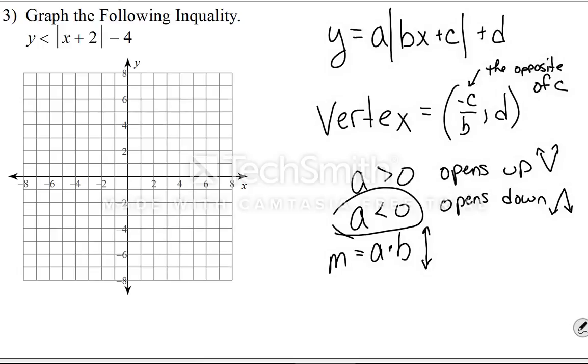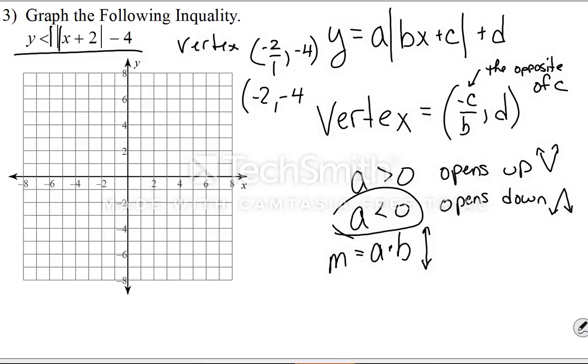So this inequality is right here. I'm just going to fill in the numbers for A, B, the ones that I don't actually see. That's a 1, that's a 1. Okay, I'm going to do the same thing. Find the vertex. So it's the opposite of 2 divided by 1, comma, negative 4. So that's negative 2, comma, negative 4. So that's the vertex, and let's graph it. Negative 2, negative 4.